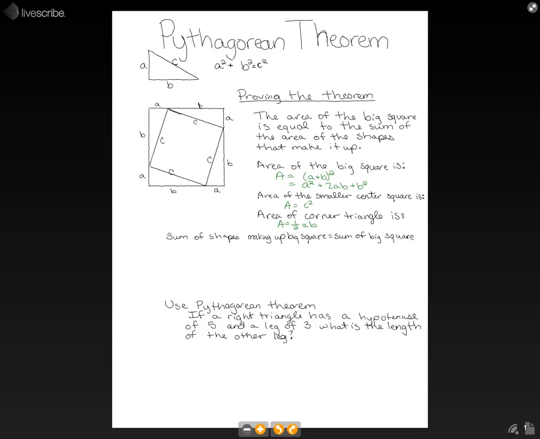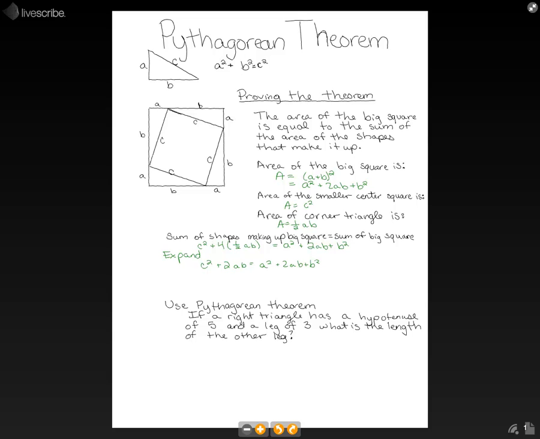So now let's set those equal to each other, because we know that the area of the big square has to equal the area of the shapes that make it up. So therefore we know that c squared plus 4 times 1/2 ab equals a squared plus 2ab plus b squared. If we go ahead and expand out the left portion, in order to multiply that 4 and 1/2, we'll see that we get c squared plus 2ab equals a squared plus 2ab plus b squared.